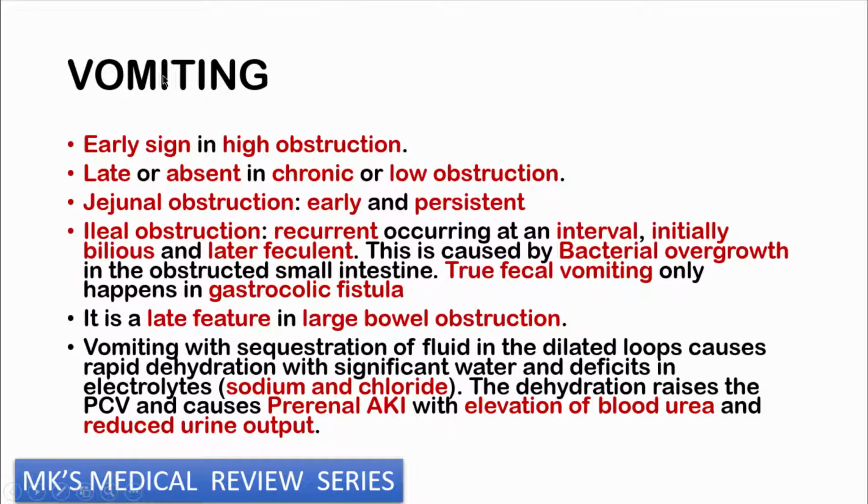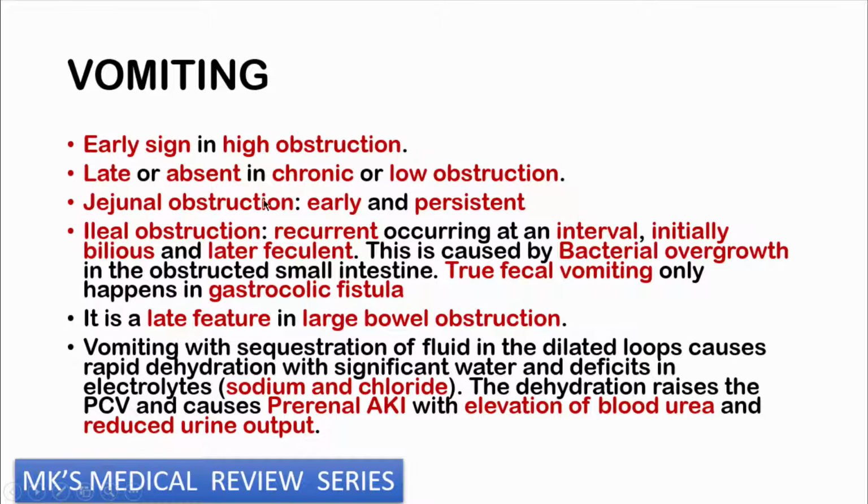Then vomiting. Remember that we have two types of intestinal obstruction according to the site. You can have high obstruction, which is common with the small bowel, and low obstruction, which is common with the large bowel. With high obstruction, vomiting comes very early. With low obstruction, or even in the chronic type of obstruction, vomiting is usually a late sign. If you get large bowel obstruction and the patient is vomiting, it means you really have to do something because this person is in the late stages. Sometimes it may not even be there.